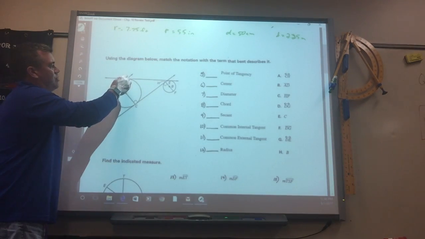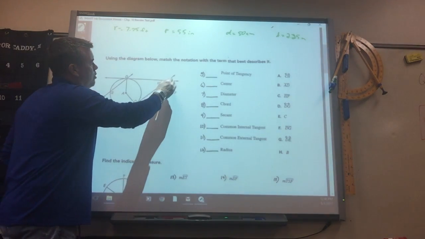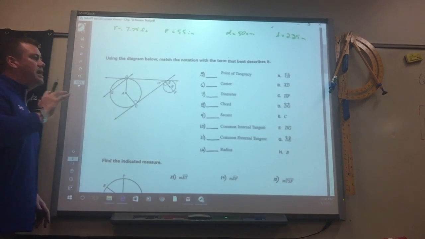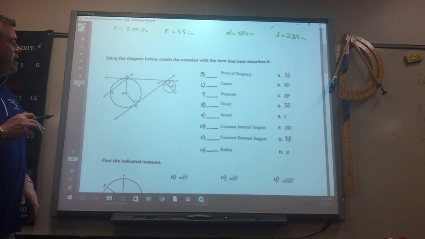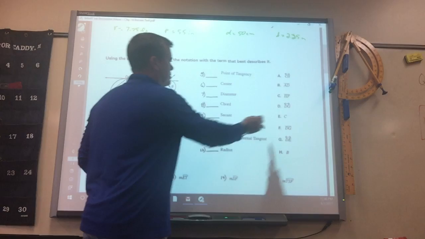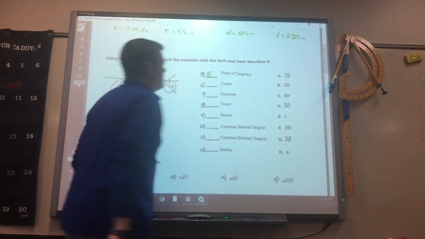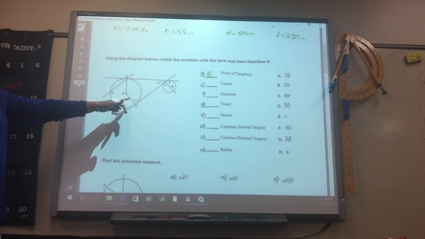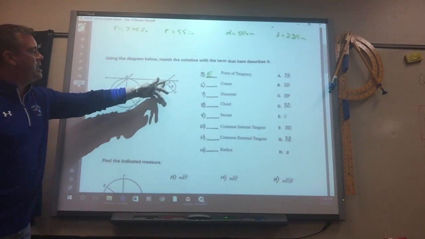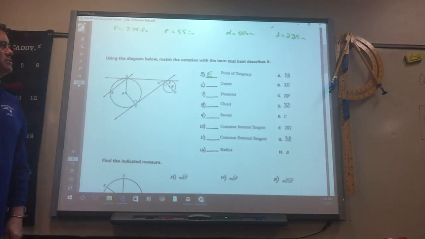So there's actually there, there, there, and there. There's 4 points of tangency. C, but it's actually E. C is a point of tangency. So is D, but it's not a choice. So is H, and so is E, but they're not choices.